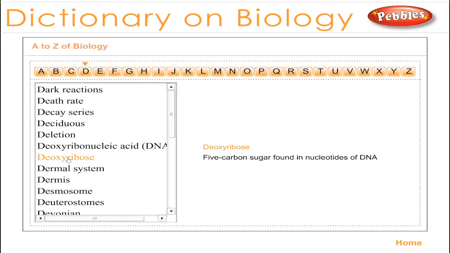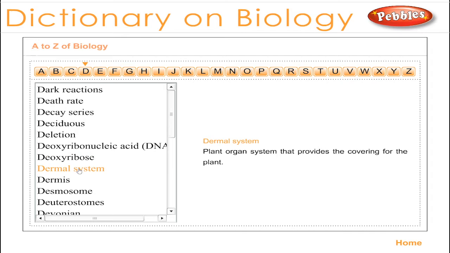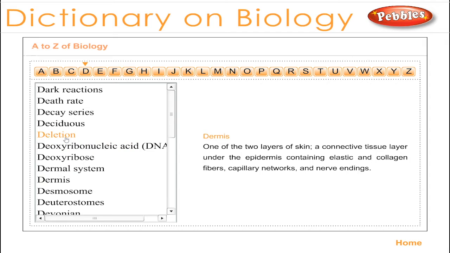Deoxyribose, 5-carbon sugar found in nucleotides of DNA. Dermal system, plant organ system that provides the covering for the plant. Dermis, one of the 2 layers of skin, a connective tissue layer under the epidermis containing elastic and collagen fibers, capillary networks, and nerve endings.